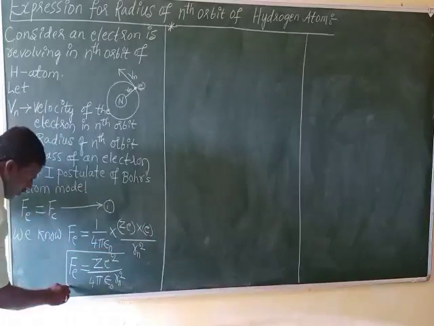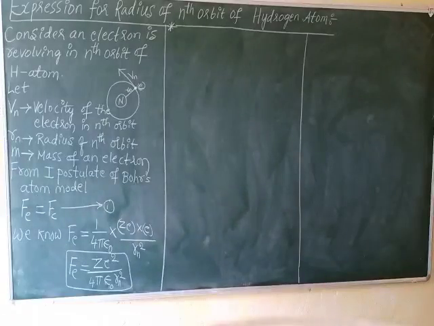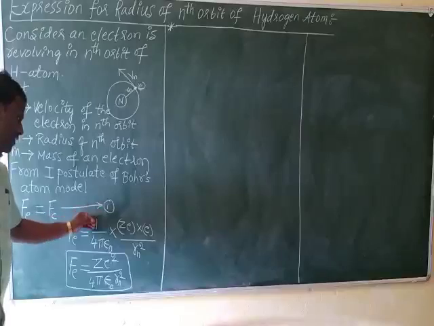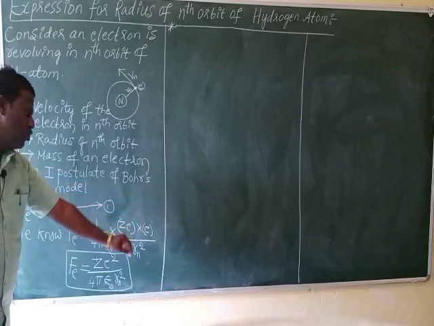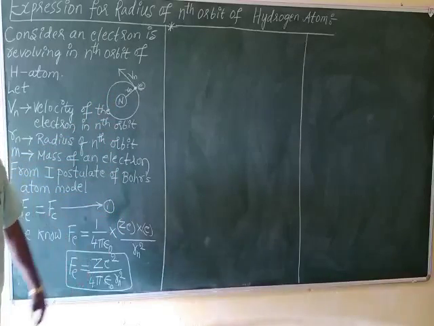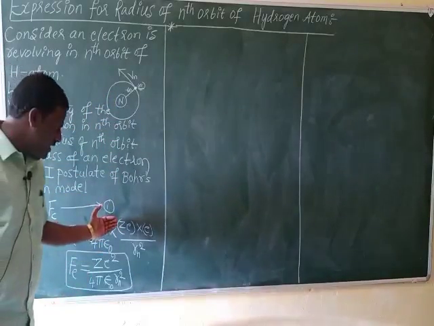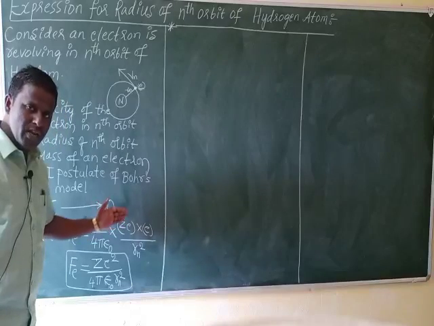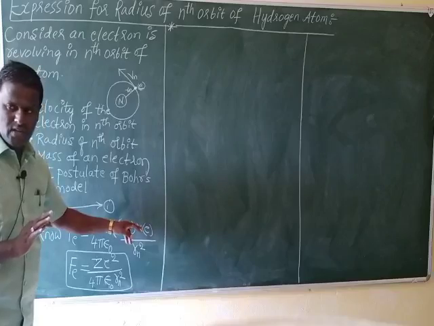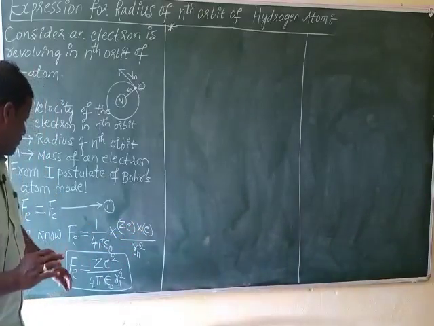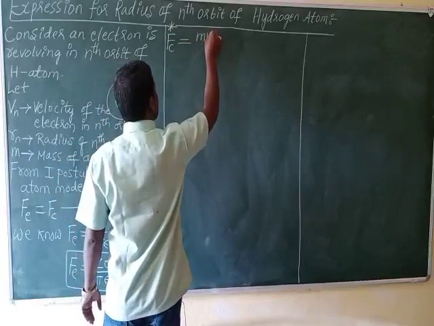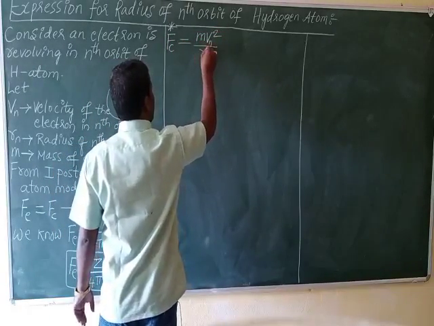This is the expression for the electrostatic force of attraction between electron and nucleus. Coulomb's law formula is 1 by 4 pi epsilon into Q1 into Q2 by R square. Q1 is the nucleus charge Ze, as protons are present in the nucleus. Z is the number of protons, e is the charge. The electron has a negative charge, e. Ze into e by Rn square. So Fc, the centripetal force, is mvn square by Rn.